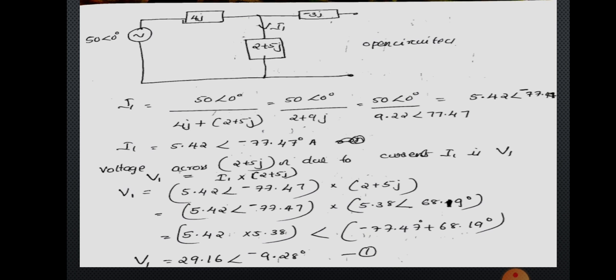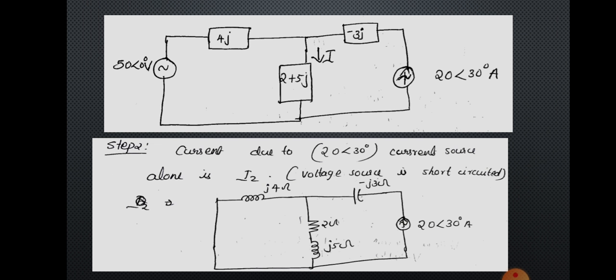Next step, you have to consider the current source alone. So in the next step, this is the diagram given in the question, and you have to consider the effect of the current source alone, so the voltage sources will be short circuited. So the resultant circuit will look like this, that is shown in the lower portion.